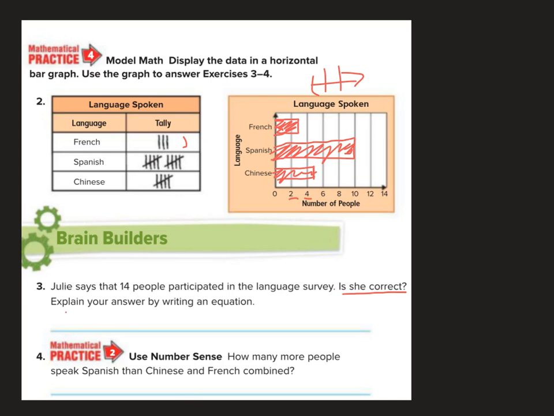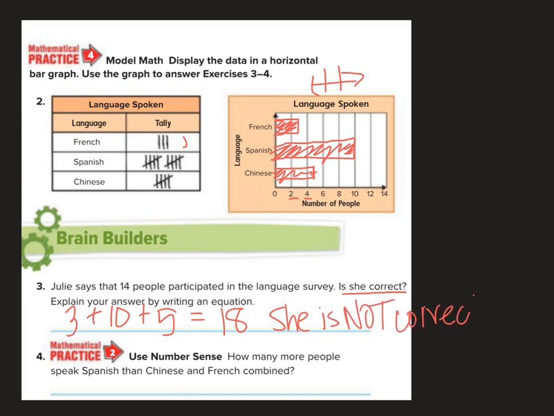Okay, so if I would have 3 plus 10 plus 5, I would get 18. She is not correct. No, she is not, because there were 18 people that voted, not 14. I don't know how she got 14 anyways.